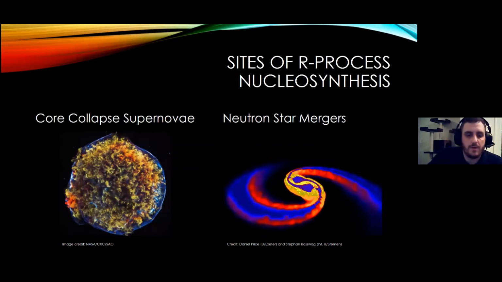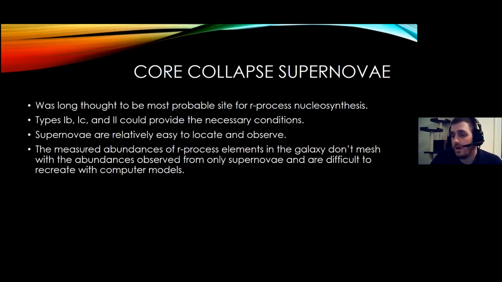Now, core collapse supernovae are a known site of r-process nucleosynthesis, and it was long thought to be the most probable site for the creation of these elements. Supernovae types 1b, 1c, and 2 could provide the necessary conditions: lots of neutrons flying around at very, very high speeds, crashing into the seed nuclei created by the supernova. So all the conditions are met for r-process creation. And the nice thing about supernovae is that they are relatively easy to locate and observe. It's a giant flash of light in outer space, so they're easy to pick up on telescopes.